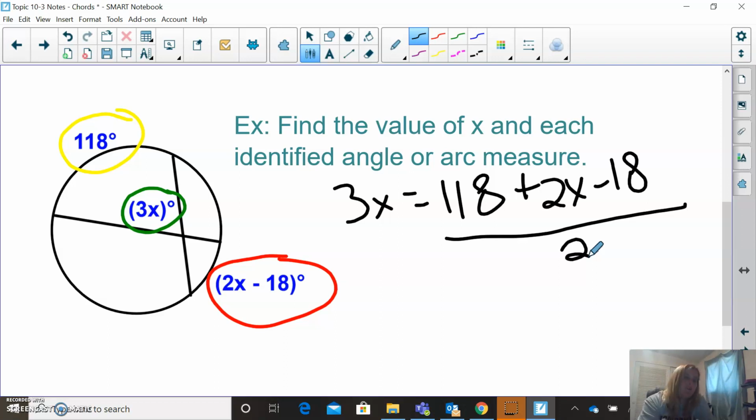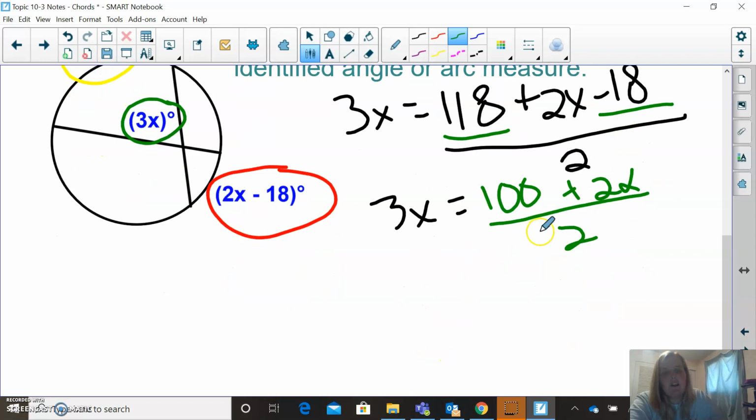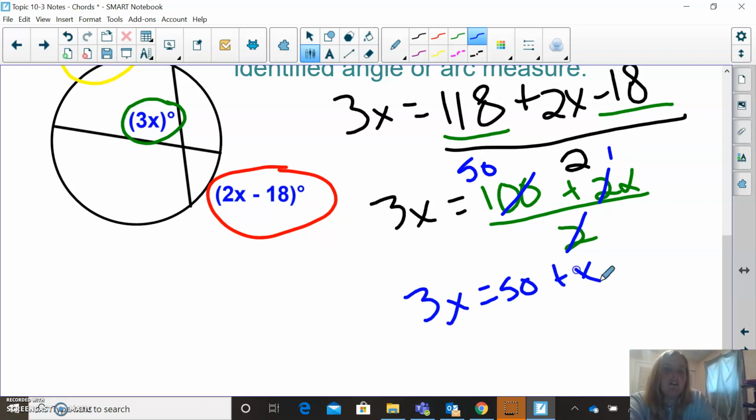So let's simplify the top portion. Okay, so we'll have 3x is equal to, remember we have like terms, so 118 subtract 18 is 100 plus 2x, divided by 2. Now what's really cool here, right, is 100 is divisible by 2 and 2x is divisible by 2. So let's just go ahead and divide these both by 2, okay? So when we divide that by 2, we're going to get 50. And when we divide that by 2, you're going to get x. So you'll have 3x is equal to 50 plus x.